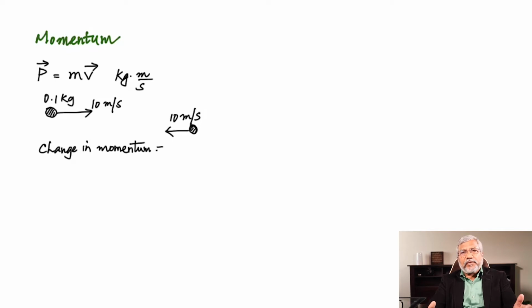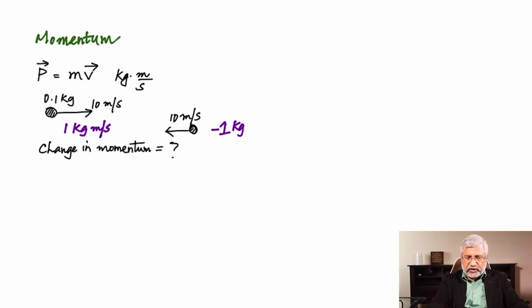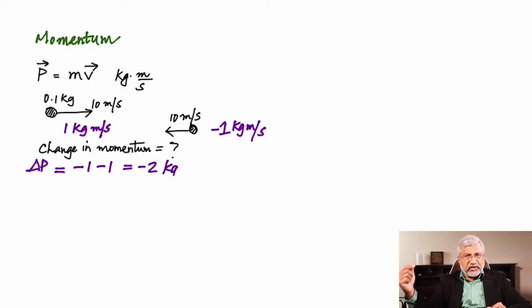So the change in momentum is final momentum minus the initial momentum. And the initial momentum is what? It's 1 kilogram meter per second because it's 0.1 times 10. 0.1 times 10 gives you 1. And the final momentum is negative 1 kilogram meter per second. Why negative? Because the velocity is in the opposite direction. So that's negative 10. That makes it negative 1.